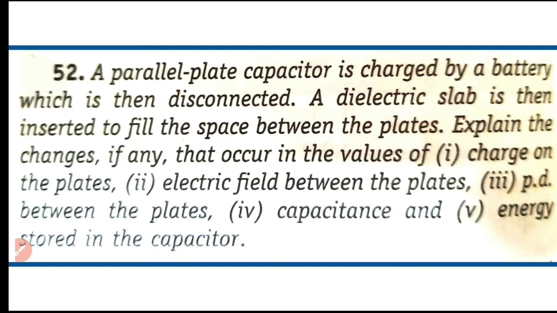A parallel plate capacitor is charged by a battery which is then disconnected. A dielectric slab is then inserted to fill the space between the plates. Explain the changes, if any, that occur in the values of charge on the plates, electric field between the plates, potential difference between the plates, capacitance, and energy stored in the capacitor.